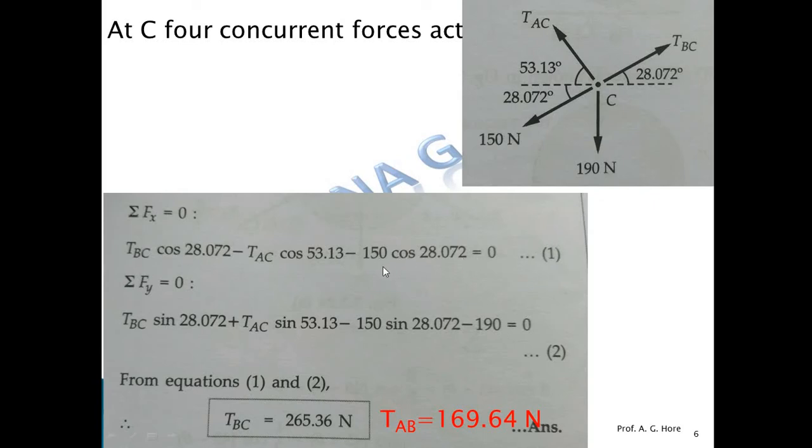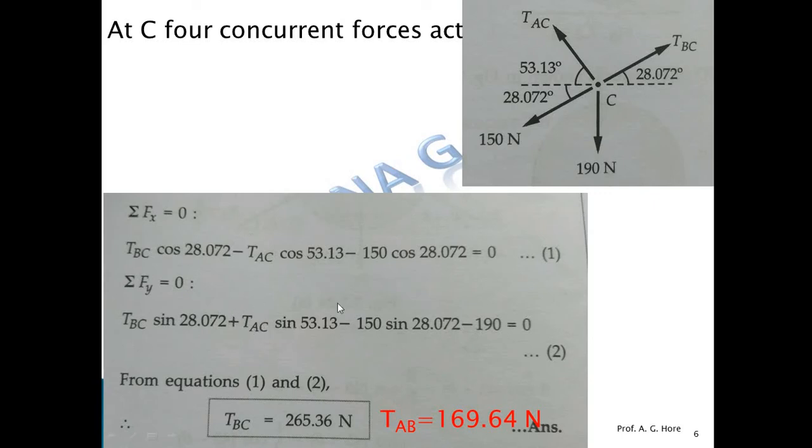So simplify that equation and write here equation number 1. We have to simplify this too. Now here tension BC and tension AC both are unknown, so by one equation we can't solve that. So keep it as it is. Now apply the summation Fy. Vertical component of BC, that is plus TBC sine of 28.072. Vertical component of AC, again plus TAC sine of 53.13. This force lies in the third quadrant, so the vertical component is downward, minus 150 sine of 28.072, and this is minus 190. Again simplify that, do the calculation, and we have another equation having the unknowns tension BC and tension AC.